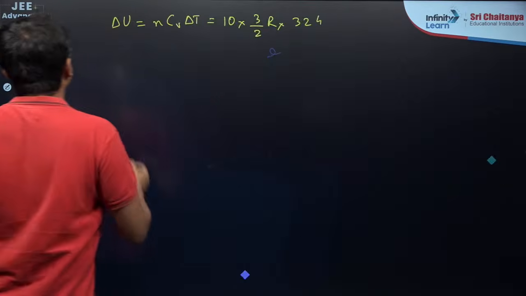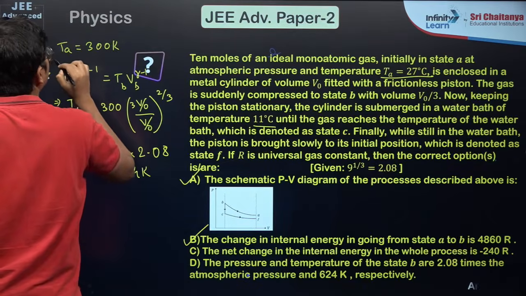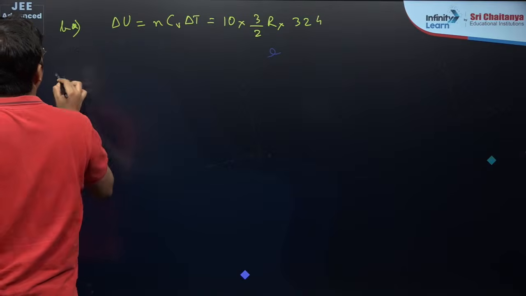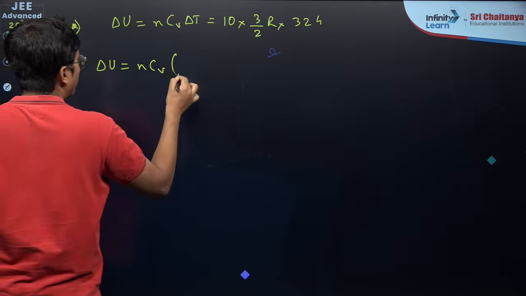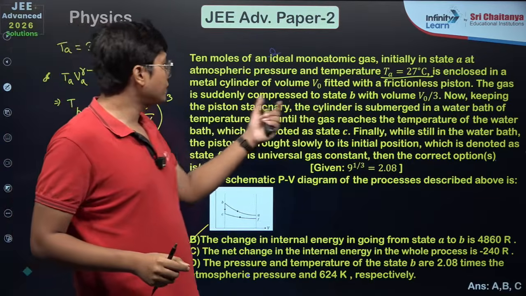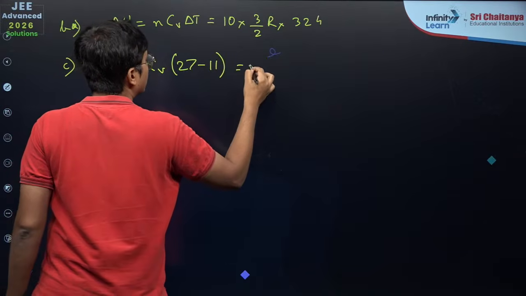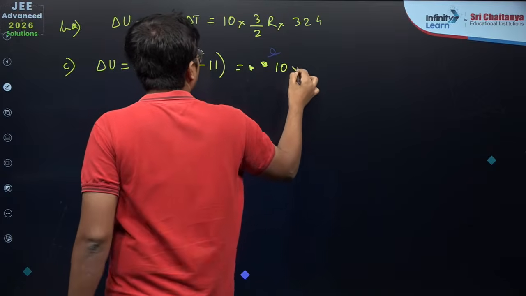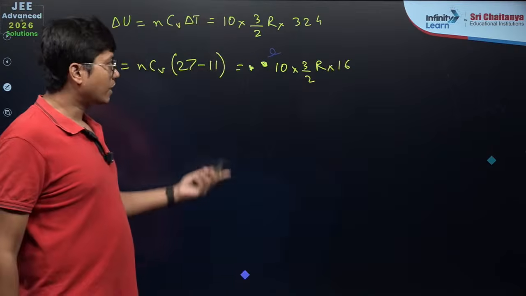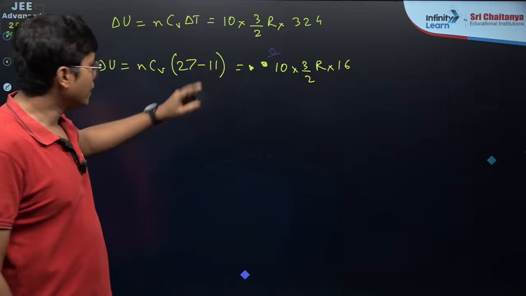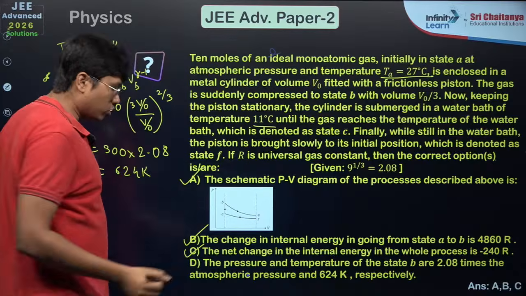So, what is the, this is part B. In part C, your delta U is nCvΔT, and what is your temperature? Temperature difference is just 27 to 11. You don't even have to convert to Kelvin. That is 10 into 3 by 2 R into 60. That will come, this is basically 11 minus 27, I made a mistake, because you go final minus initial. So, it is minus 240 R, option C is also correct.